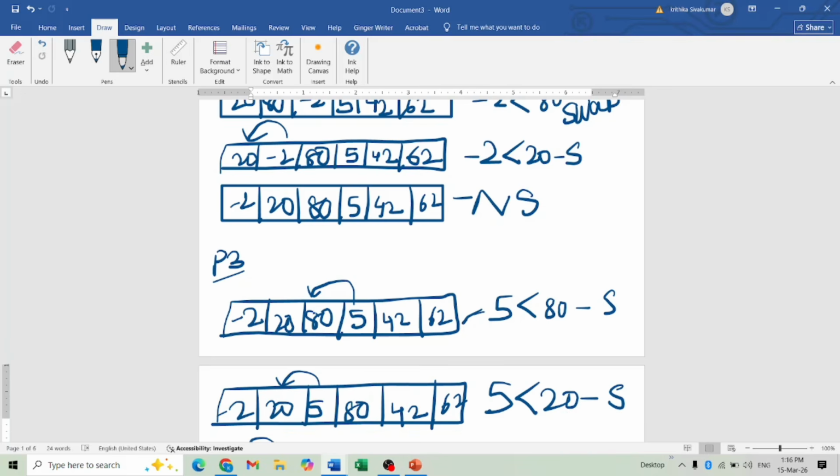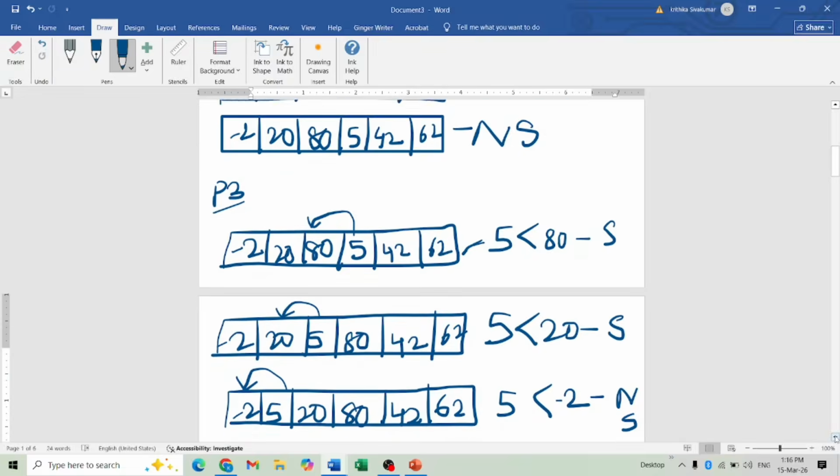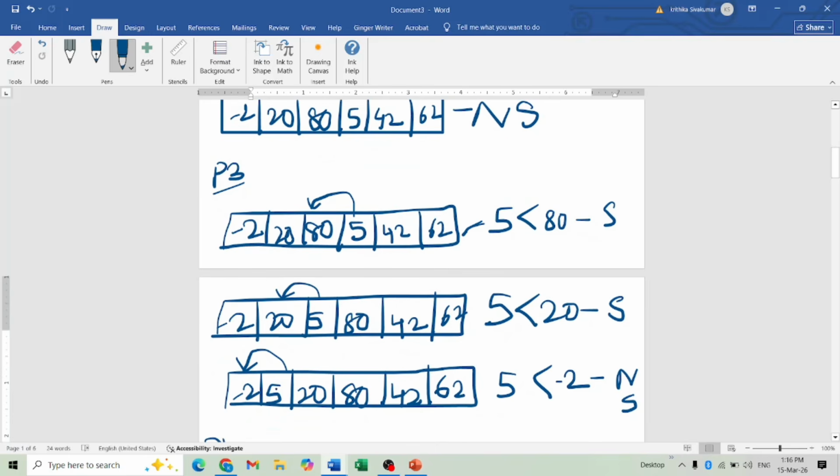First 4 to 3, then 3 to 2, then 2 to 1. Like that you have to do the comparison. Now you have done the swapping, then 5 to minus 2 you have to compare. It is not necessary to swap because 5 is less than minus 2 is false. No need to do the swapping, and nothing is there further to continue. Then it will go to pass 4.